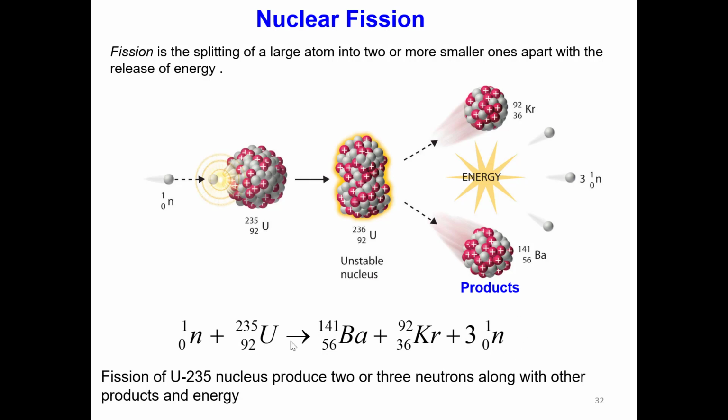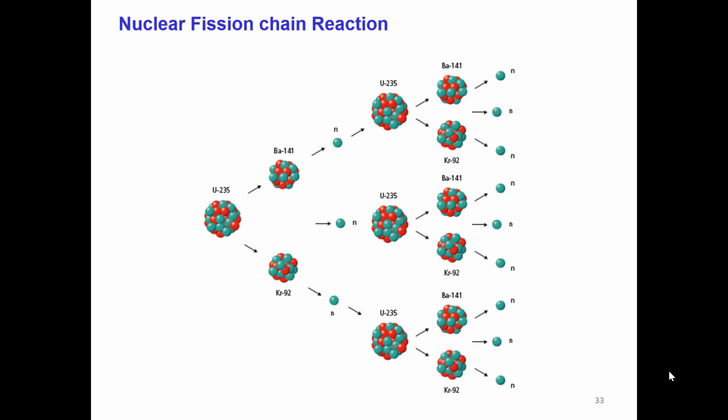Also, the isotopes involved in the reaction have larger atomic numbers, as you can see here in the case of uranium, barium, and krypton. In this picture, we can see a nuclear fission chain reaction of uranium, and this is what happens in the nuclear reactor of nuclear power plants.